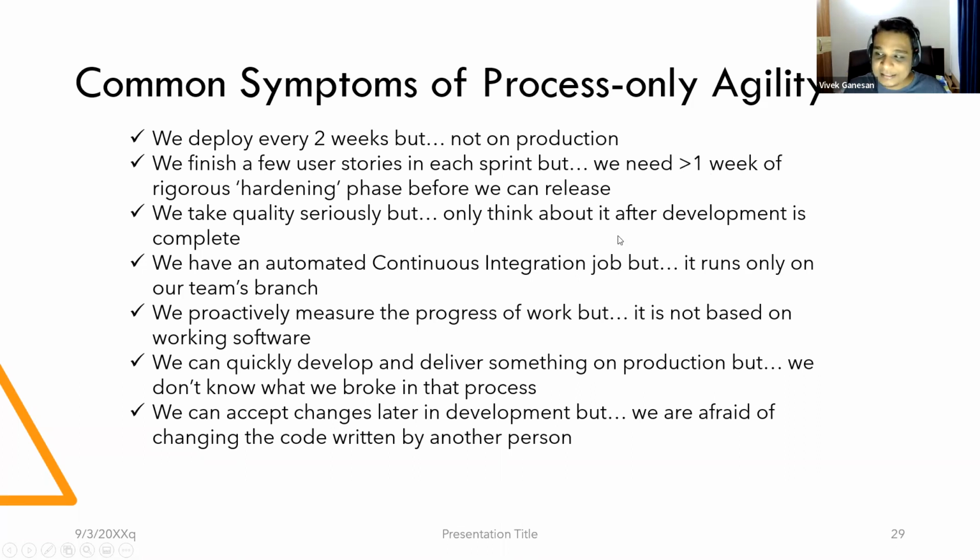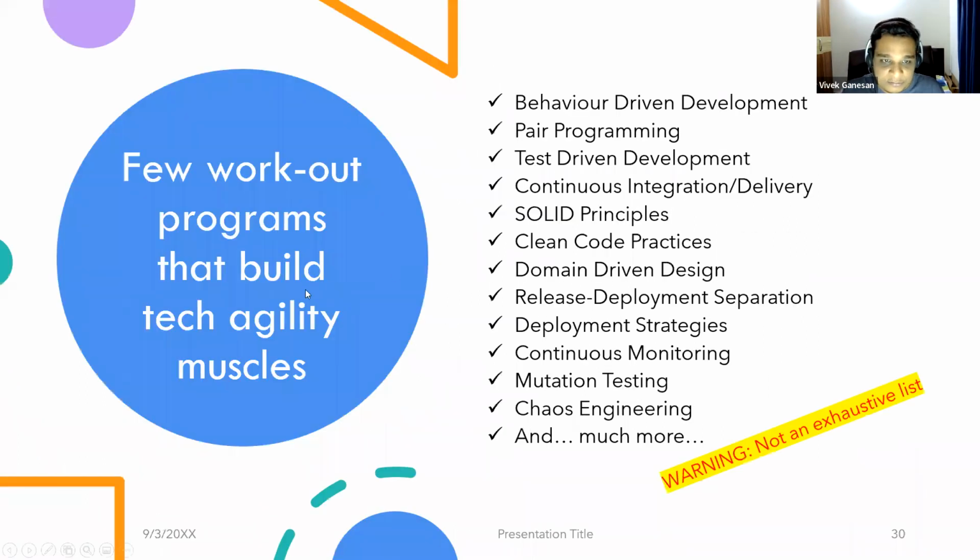Technical agility basically helps you remove these buts over a period of time, not overnight, so that you don't have to say these buts for fear that people will judge you, and so that you can meaningfully support your business. This is the idea. Now, coming to a few workout programs that build tech agility.